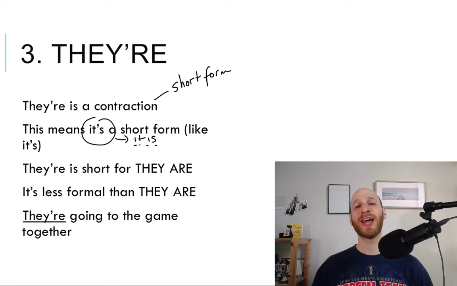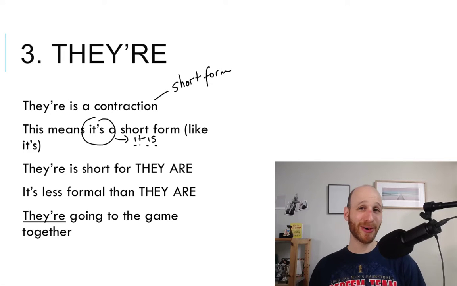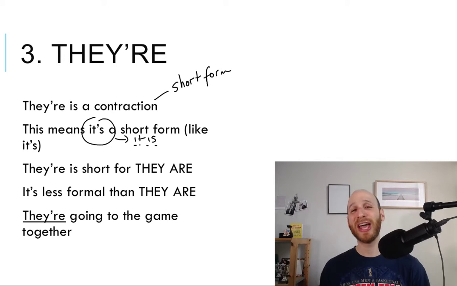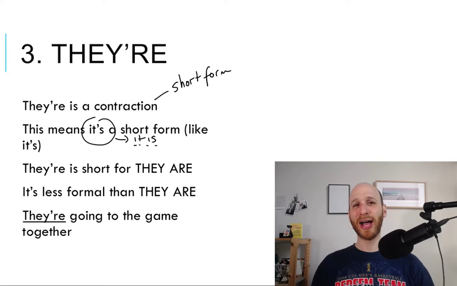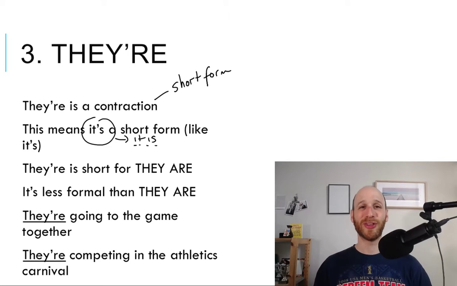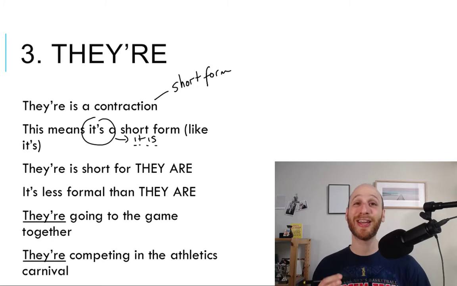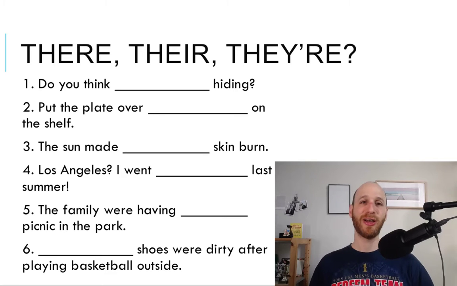So we can say they're going to the game together. So normally we'd say they are going to the game together. Here we're just saying they're going to the game together. It's a very sort of short, informal way. They're competing in the athletics carnival. So they are competing in the athletics carnival. We make it shorter, we make it less formal. We say they're competing in the athletics carnival.